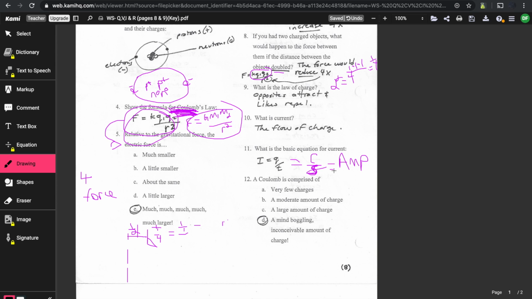A coulomb, 1 coulomb, is comprised of a mind-boggling, inconceivable amount of charge. 1 coulomb has basically the equivalent of all the sand and all the beaches of the world amount of charge, okay? Mind-boggling amount of charge in 1 coulomb.